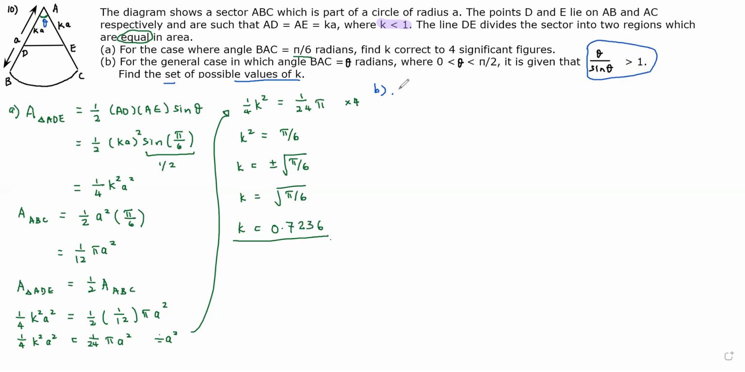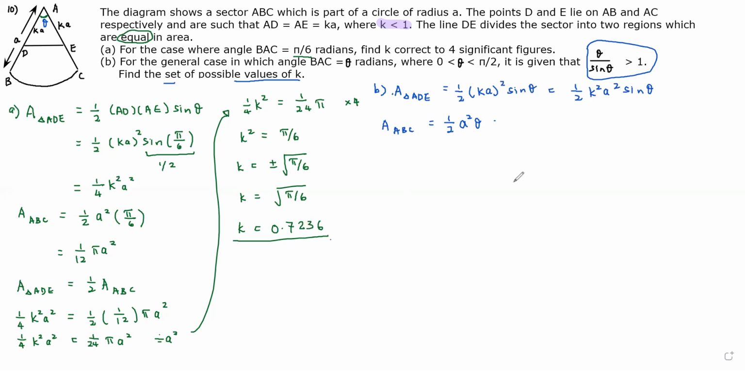So again, the area of triangle ADE now. From here, instead of sine pi over 6, we just have sine theta. That will give us 1 over 2, then we have k squared a squared sine theta. So that is 1/2 k squared a squared sine theta. And the area of sector ABC is half a squared theta now. Instead of pi over 6, we have theta.